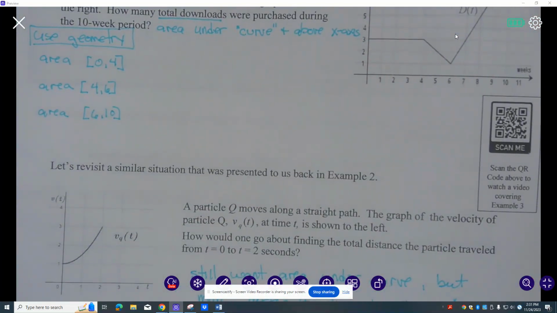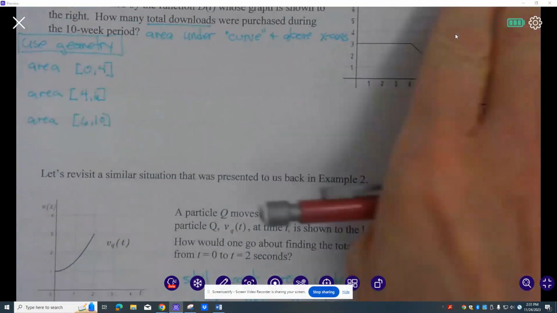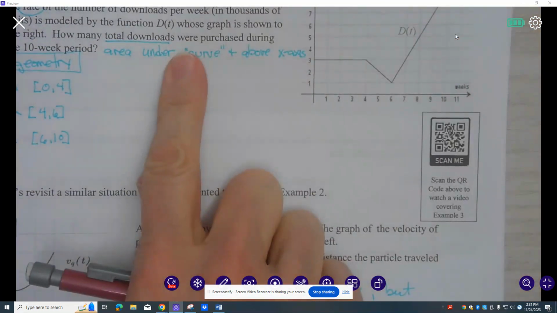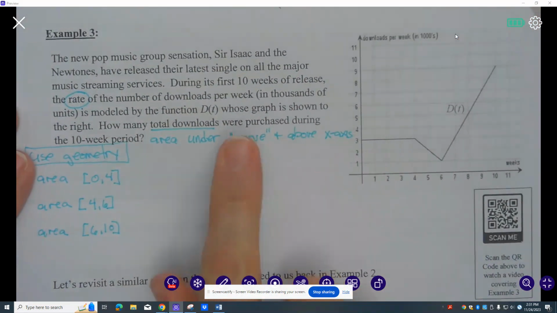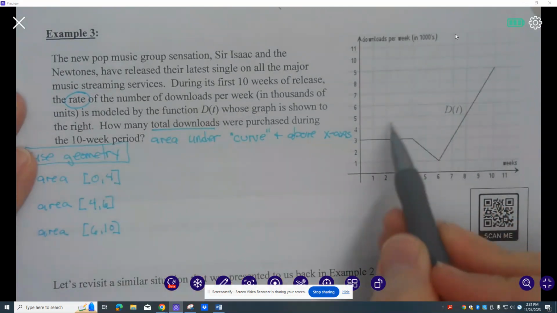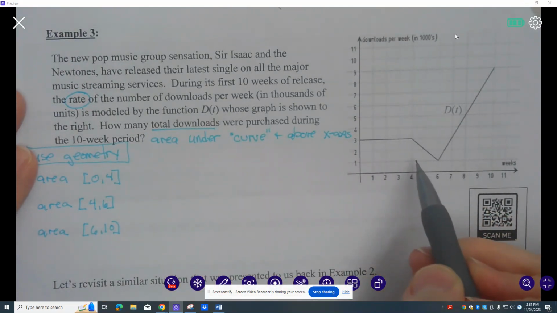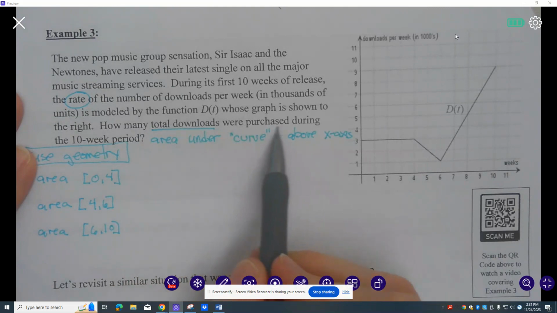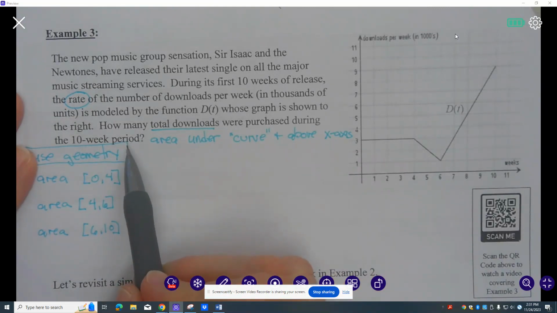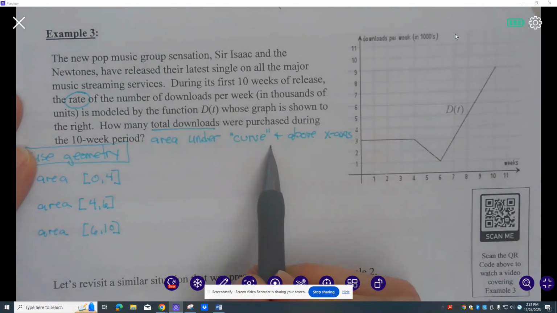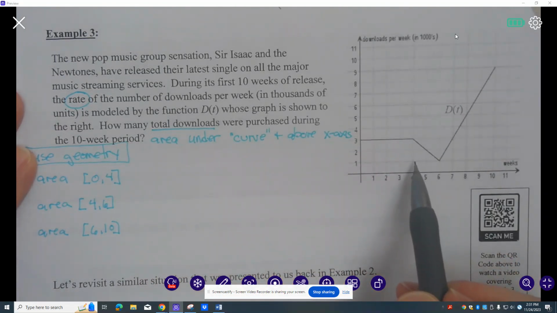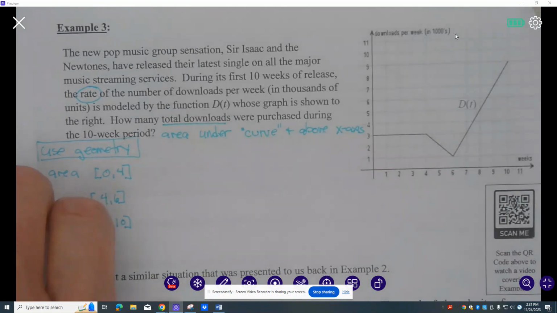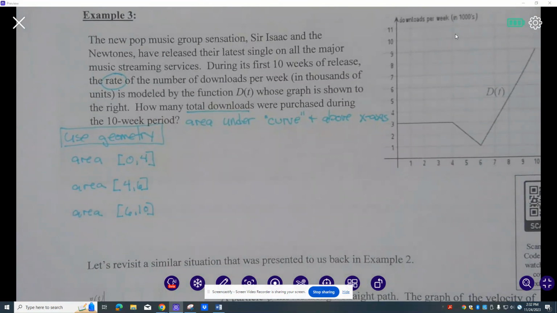This is getting into what we do when we take an antiderivative or an integral. Okay, last one, I'll let you pause and read all this. I highlighted some important stuff. You can think about this graph as a derivative because they said it's a rate, the number of downloads per week. How many total downloads were purchased during the 10-week period? Again, that's the area under the graph and above the x-axis.